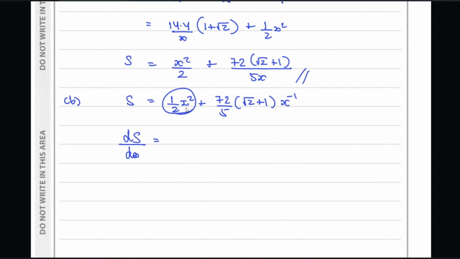Let's differentiate the first term. So 2 can be sent in front. So 2 over 2 is just 1. And then the power, we have to subtract 1 from this, so the power remains 1. So the coefficient is 1, the power is 1, it's just x.